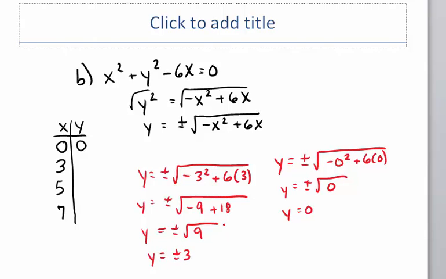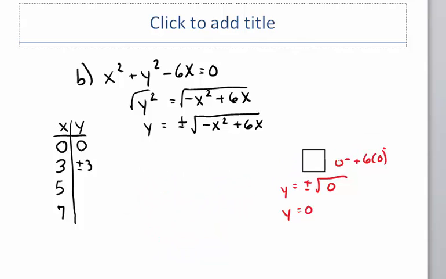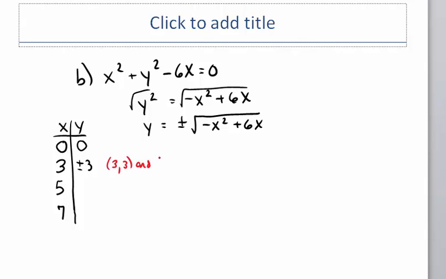So our solution here is positive or negative 3. And so what that means is that when you're thinking about your coordinates, you have the coordinate 3, 3, and you have the coordinate 3, negative 3. So you have 2 coordinates coming out of that. All right, let's try the 5.